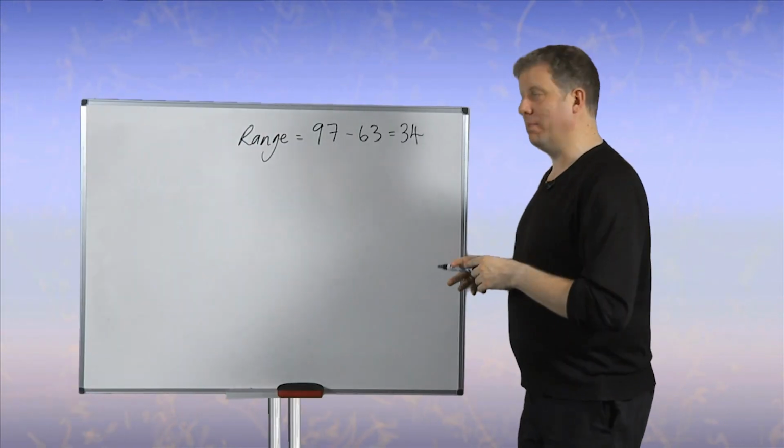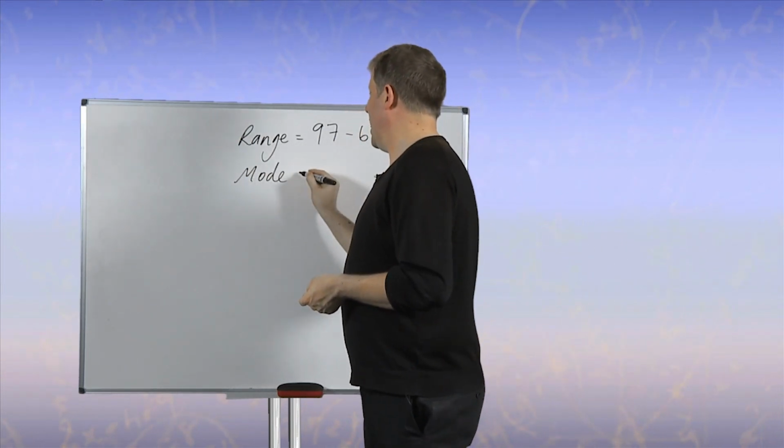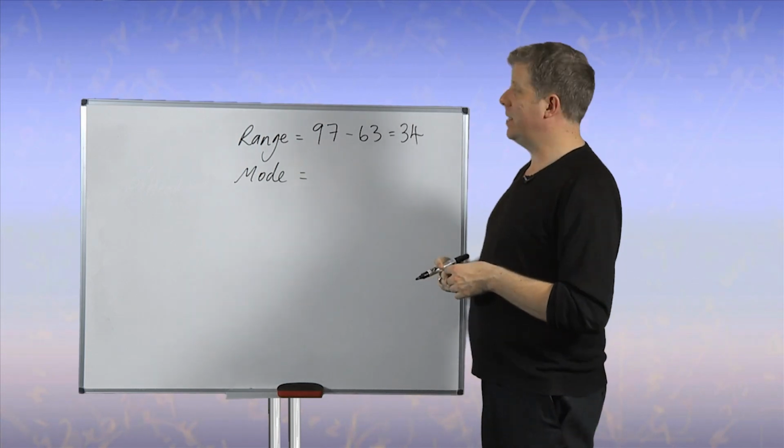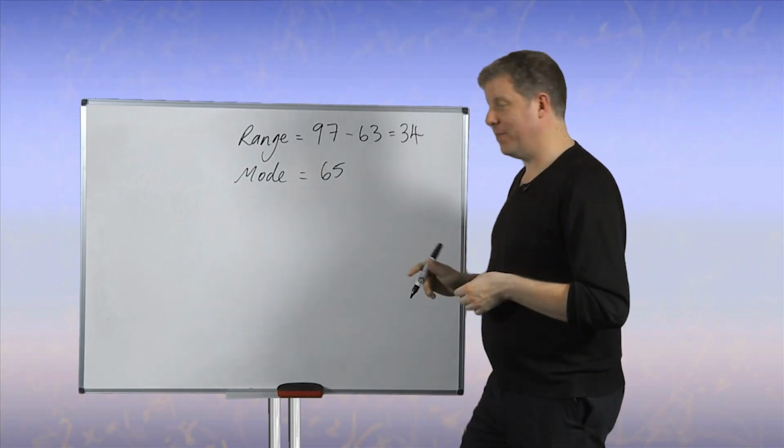Now remember, the range talks about the difference, how many numbers there are between that highest and lowest value. So if you like, it tells you how far the data is spread. Let's have a look at the mode. The mode, remember, as always, is the most common or frequent value. And if we take a look here, we see that 65 is our most frequent value with 2.